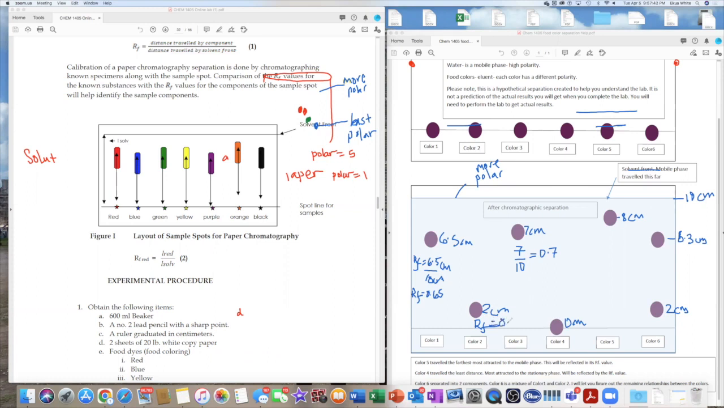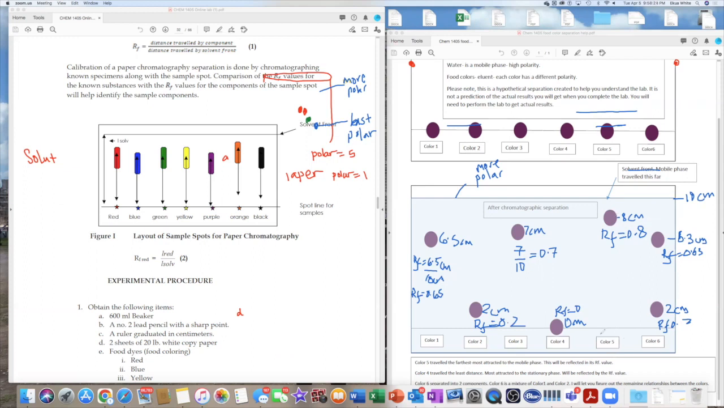RF here is going to be what? 0.2. 0 divided by 10. The RF for this is going to be 0. This one here is 2 divided by 10. The RF is 0.2. Here, the RF is going to be, once again, 8 divided by 10 would be what? 0.8. And then the RF here is going to be 6.3 divided by 10. RF is going to be 0.63. Okay. So like I showed before, the most polar dye is color number 5.